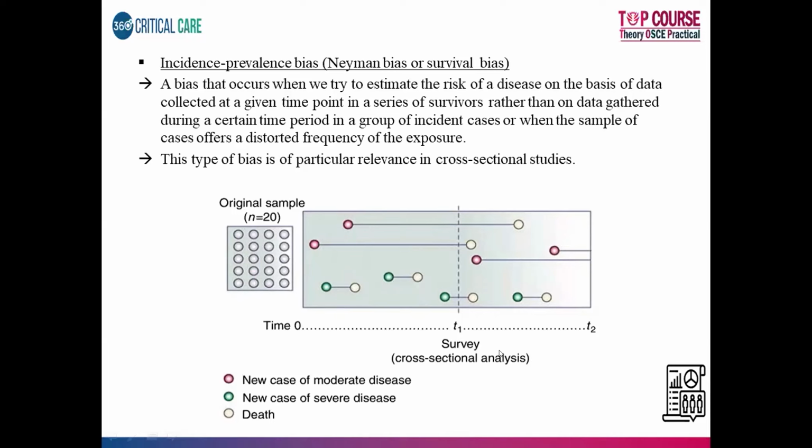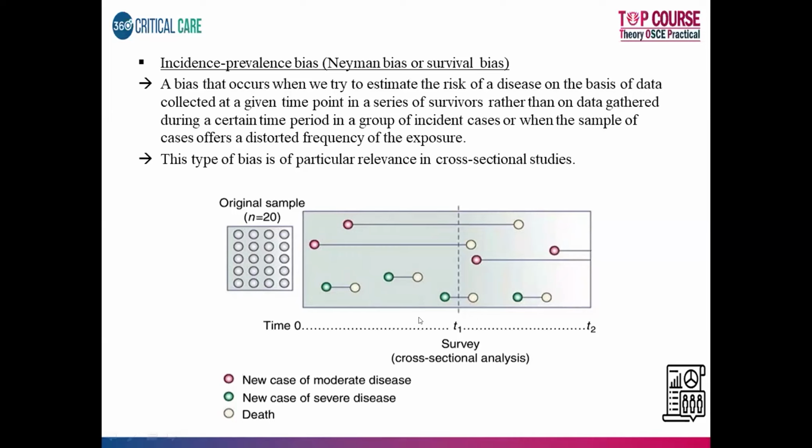Okay. So during this follow-up period, 4 individuals have developed moderate disease, whereas 4 individuals have developed a severe disease. So when you calculate the risk ratio between the risk of severe disease versus the moderate disease, it would be 4 by 4, it would be 1. So your risk ratio during this time period is 1.